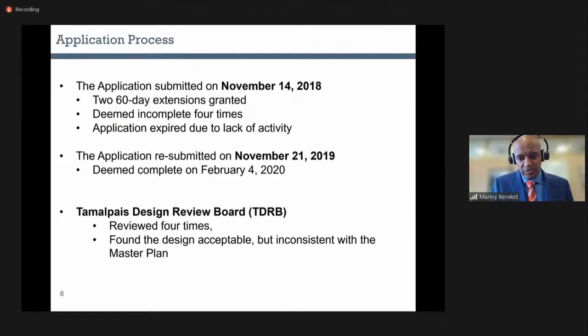While the application was being reviewed by county staff, the TAM Design Review Board also reviewed the application 4 times. Throughout the review process, the TAM Design Review Board expressed reservations about the increase in floor area ratio, increase in heights, and raised concerns about design compatibility. Although the TAM Design Review Board ultimately found the design acceptable, it found the project was inconsistent with the master plan and recommended that the application be denied.